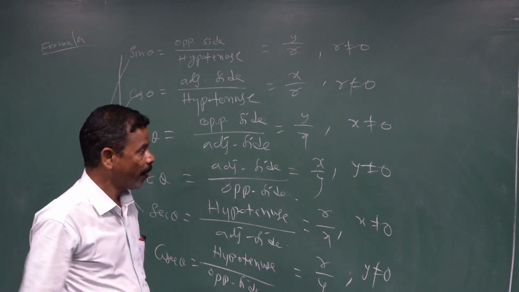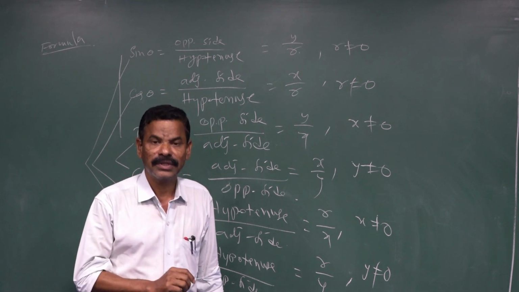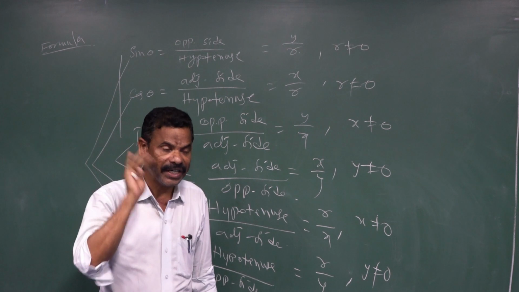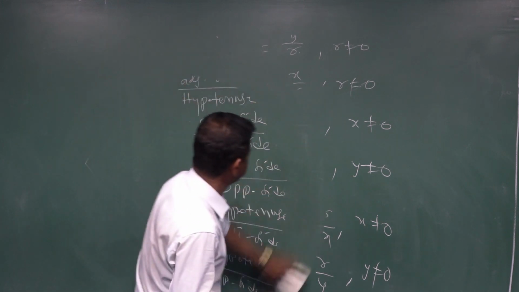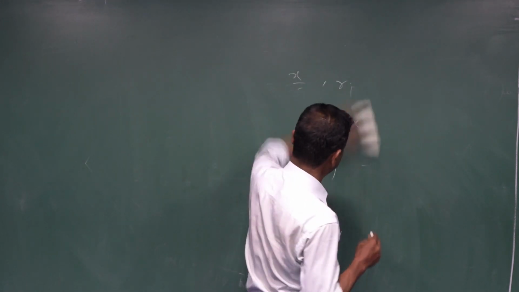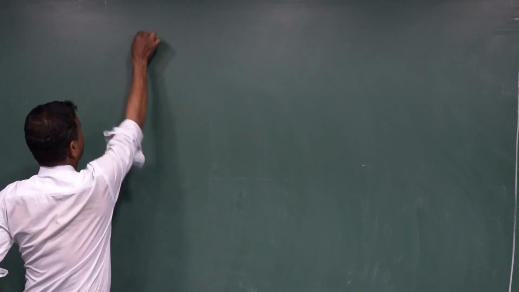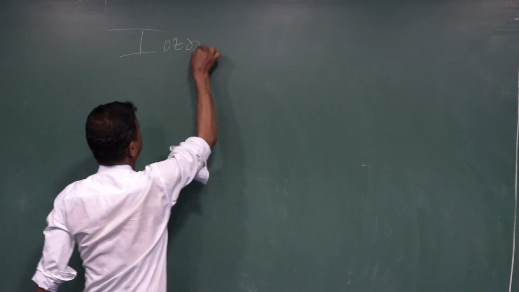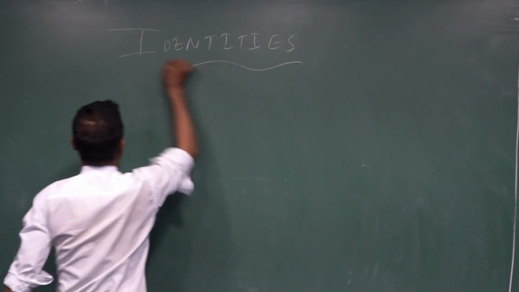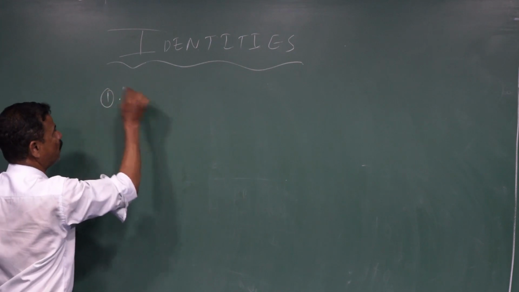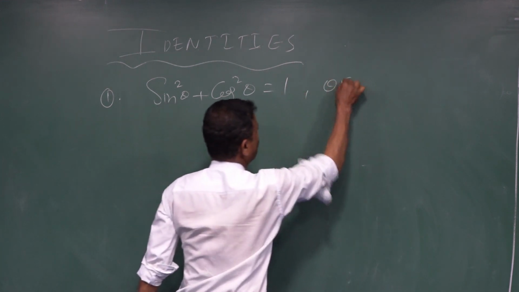Most important is this. After this, there are three formulas. Those three formulas are called identities. Identity number 1: sin square theta plus cos square theta is equal to 1, where theta belongs to R.